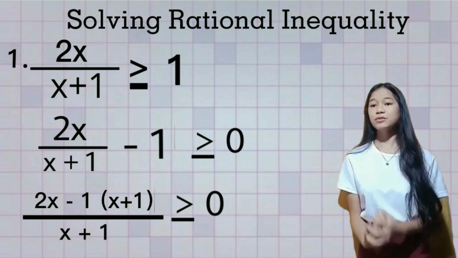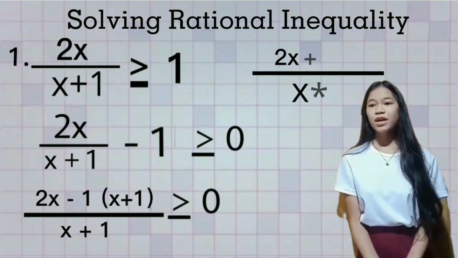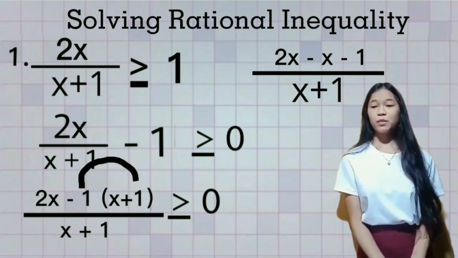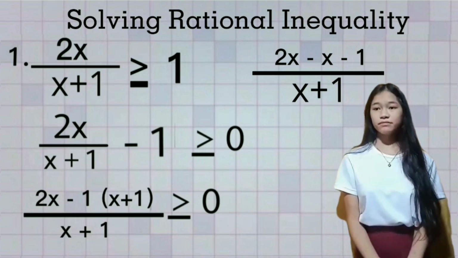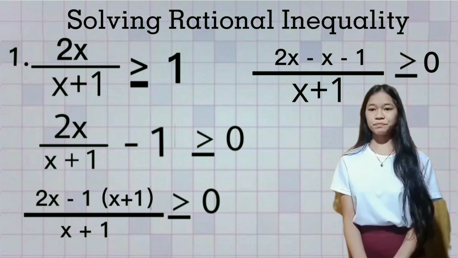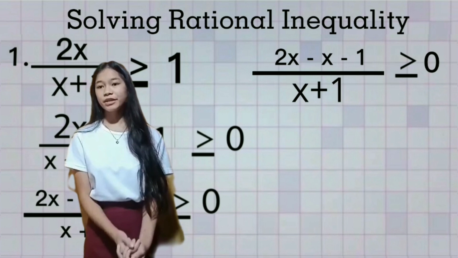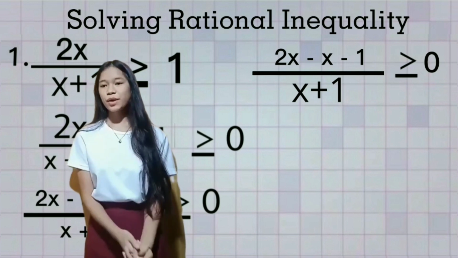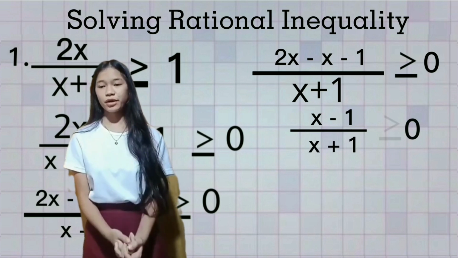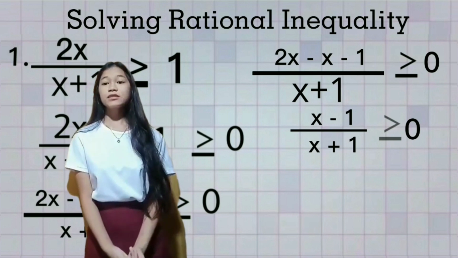Okay, now let's distribute that. That is 2x. Negative 1 times x, that is negative x. Negative 1 times 1, we have negative 1. Then over x plus 1 greater than or equal to 0. Now let's simplify by combining like terms. So 2x minus x, that is x minus 1 over x plus 1 greater than or equal to 0. So now it is in general form.